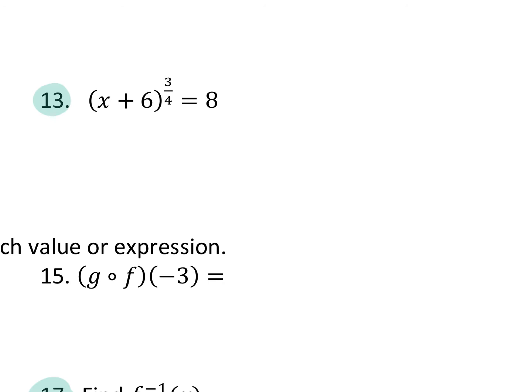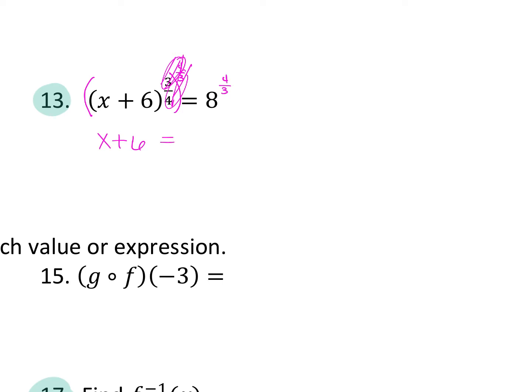The first thing you do when you have a binomial to a power that's a fraction is you take everything to the reciprocal power. Whatever you do to one side, you have to do to the other. So when we take it to the reciprocal power, multiply and multiply, this is 1 now. So you have x plus 6 equals 8 to the 4/3.